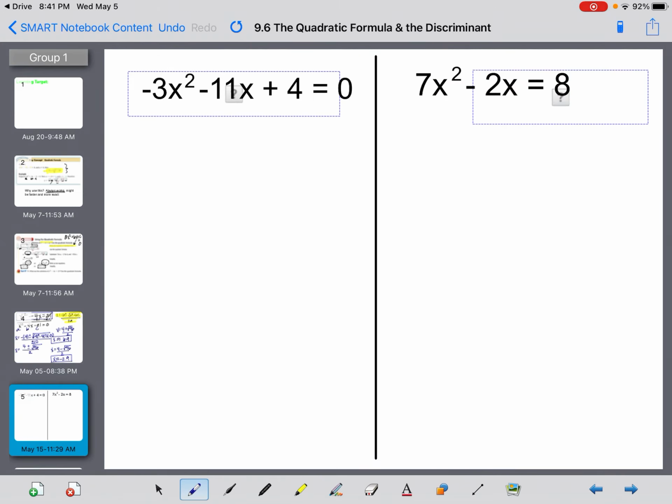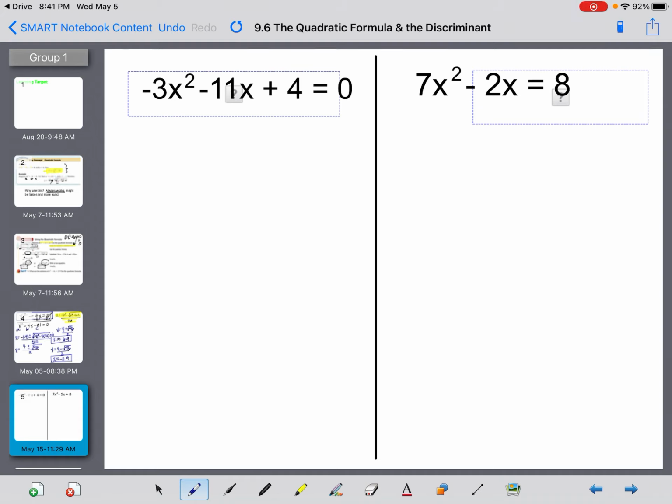This is a good spot where you could maybe pause this and try them on your own if you think you're ready, and then come back and do it with me. Otherwise, you can just hang out here and do it with me from the beginning. Okay, so we're going to start. Again, we have that x equals negative b plus or minus the square root of b squared minus 4ac.